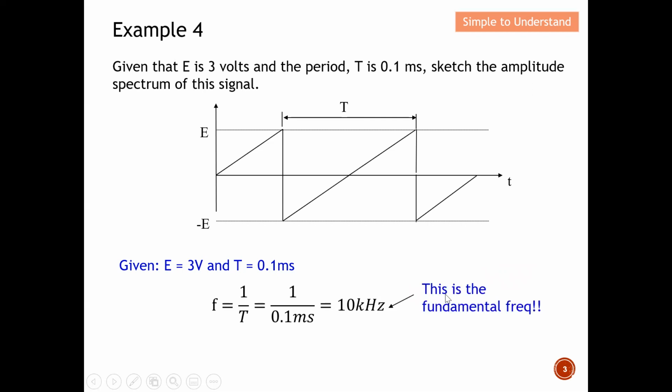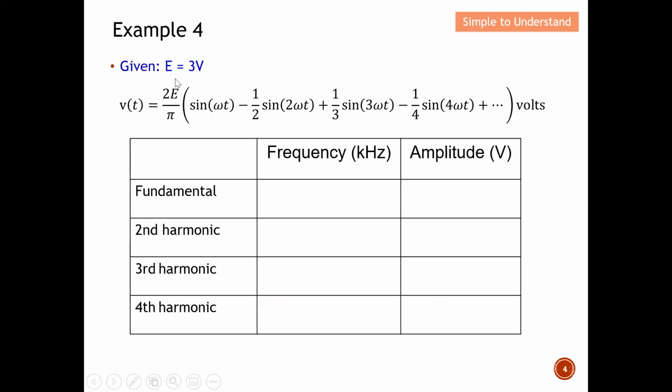We can conclude that this is the fundamental frequency. Remember this, the fundamental frequency is always the lowest frequency. So this is what I have shown to you. You can look at the waveform, find the period, and from the period we can calculate the frequency, and hence this is how we obtain the fundamental frequency. Next, let's take a look at the equation here.